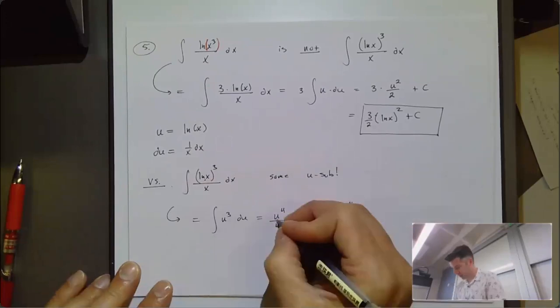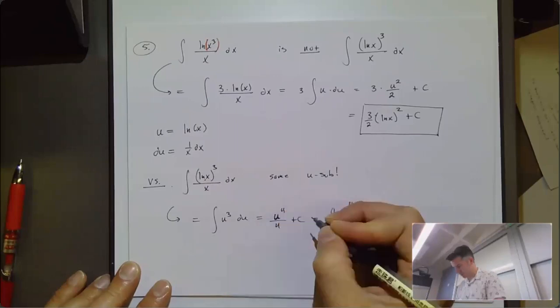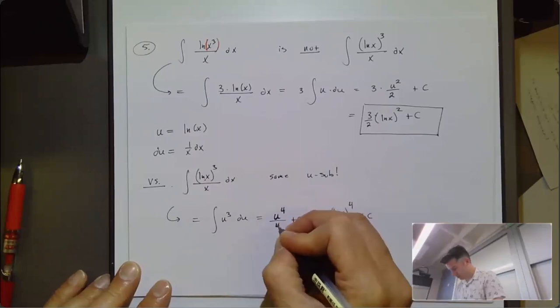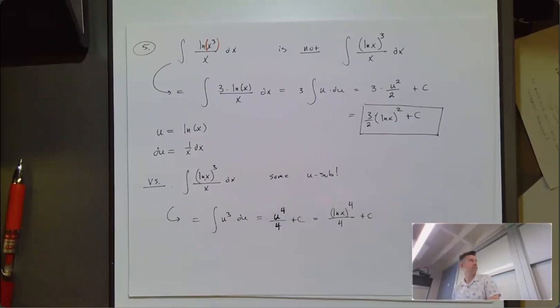I've got to try to make my u's look more different than my 4's. It's u to the 4th over 4.